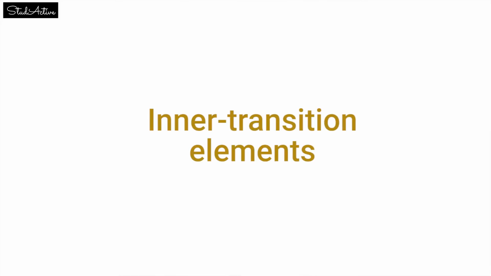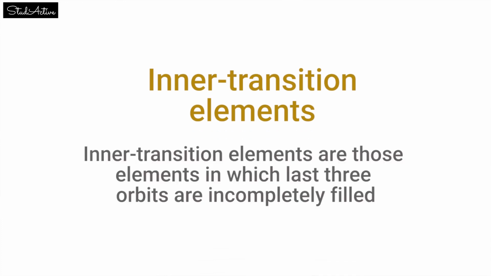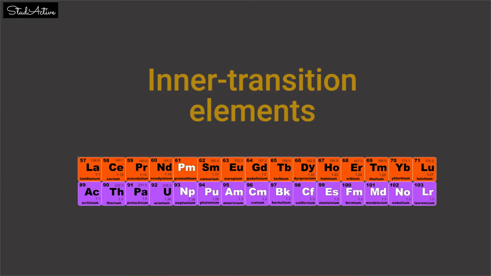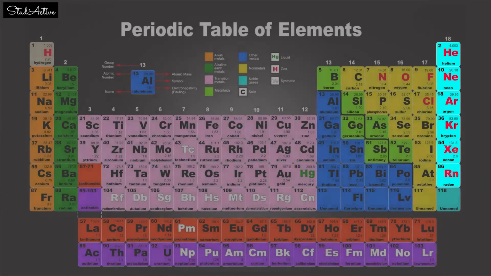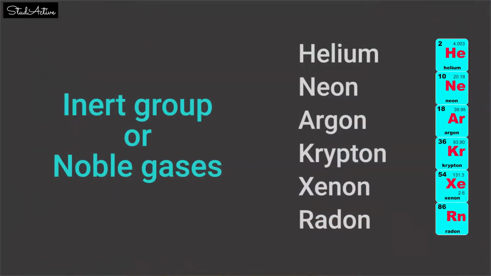What are inner transition elements? Inner transition elements are those elements in which the last three orbits are incompletely filled. Next, inert group or zero group elements, also called noble gases. These are elements whose shells are all completely filled and hence they don't participate in any reactions.